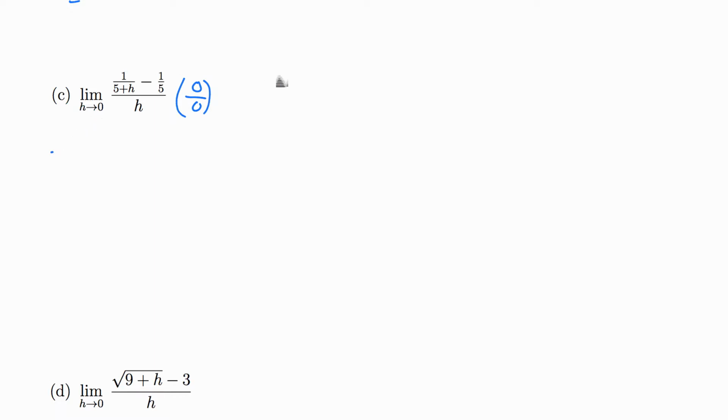So on the top, let me do just the top part over here. So we have 1 over 5 plus h minus 1 over 5. We need to combine these two fractions. For that, we multiply the first fraction by the bottom of the second, so 5 over 5, and do the same for the second fraction, so 5 plus h over 5 plus h. Okay, then we now have the common denominator 5 times 5 plus h.